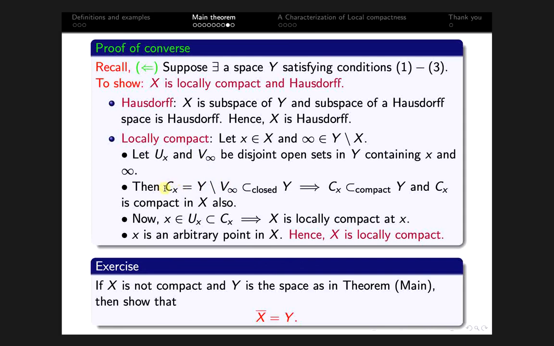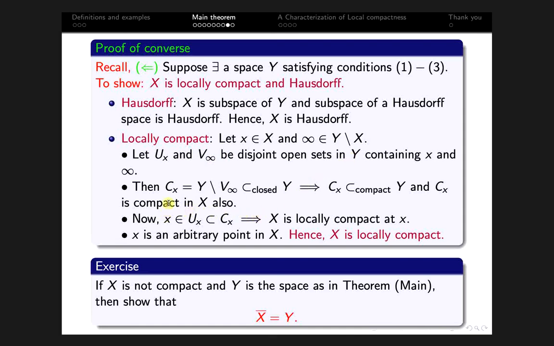So then we define Cx equal to Y minus V infinity. So this Cx is a compact subset of the topological space X. Here Cx is Y minus V infinity, where V infinity and Ux are disjoint open subsets of Y, V infinity contains infinity and Ux contains x, from the Hausdorff property of the topological space Y.